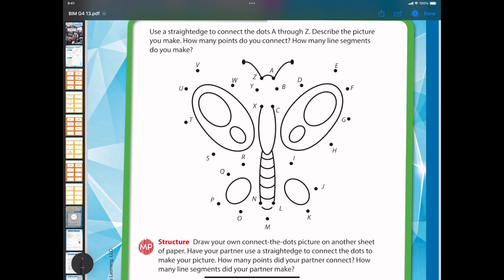So now here, A, B, C, D, E, F, G, H, I, J, K, L, M, N, O, P, Q, R, S, T, U, V, W, X, oops. Oh, it curved. I was rushing, you know. S, T, U, V, W, X, Y, Z. All right, so the picture you make, what do you say? Yes, we made a butterfly.